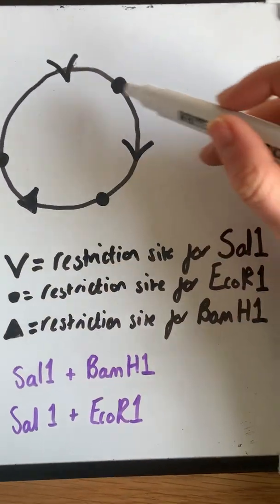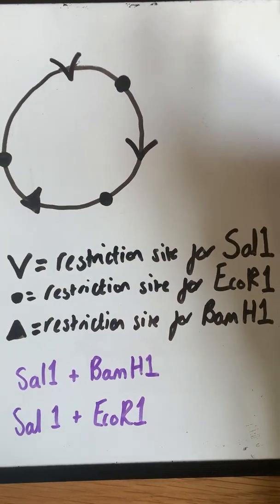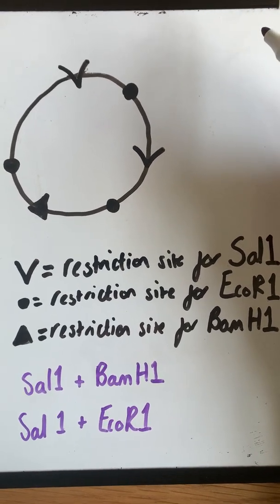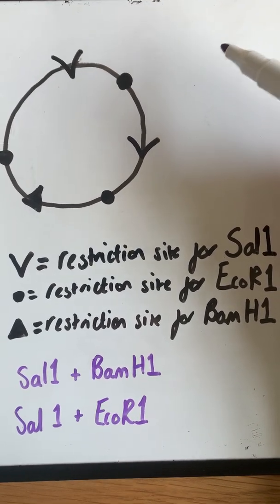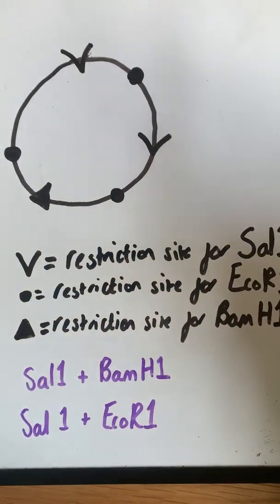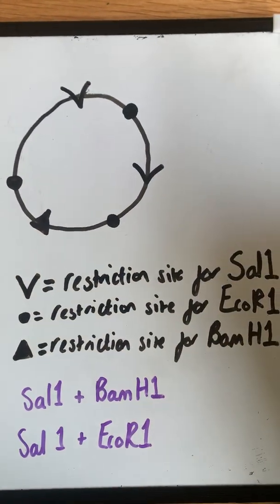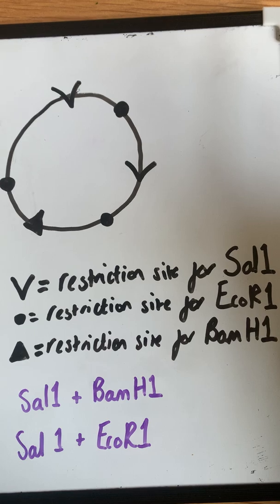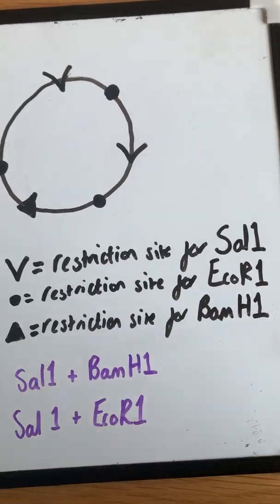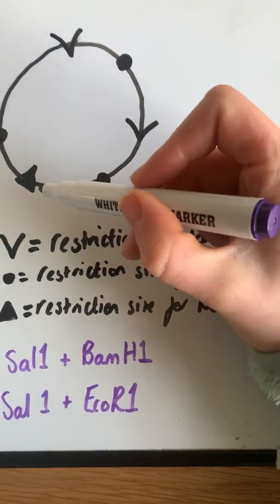The circle shows the restriction sites for the restriction endonuclease EcoRI. So every time that the restriction endonuclease EcoRI is used, there'll be cuts made here, here, and here on the plasmid. And then finally, we've got a triangle that shows the restriction site for the restriction endonuclease BamHI. So every time that restriction endonuclease is used, there'll be a cut made here.